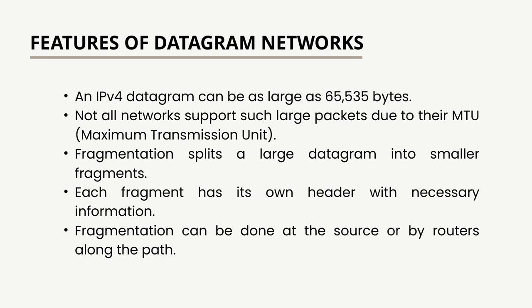Now, when a datagram exceeds this size, fragmentation comes into play. Fragmentation is the process of splitting a large datagram into smaller fragments that are more manageable for the network. Each of these fragments gets its own header, which contains all the necessary information to reassemble the original datagram at the destination. Fragmentation can happen in different places, either at the source device before the datagram is sent out or along the route, by the routers that handle the packet as it travels through the network.